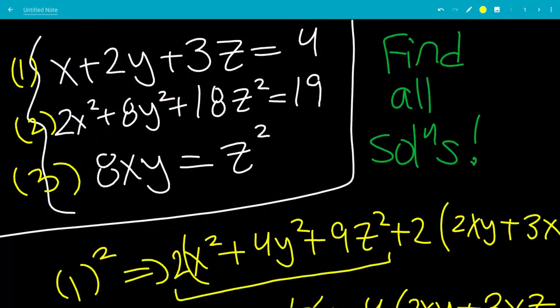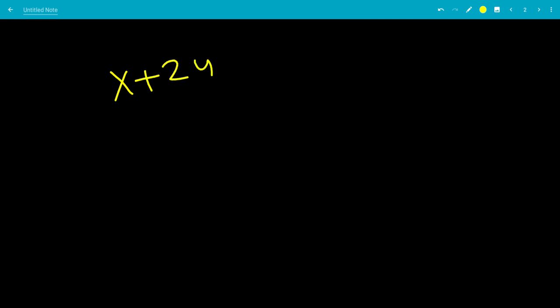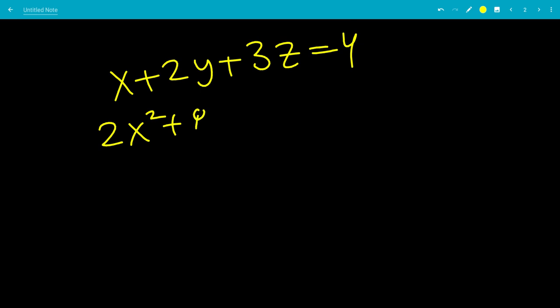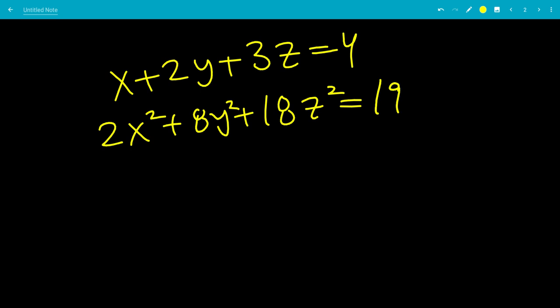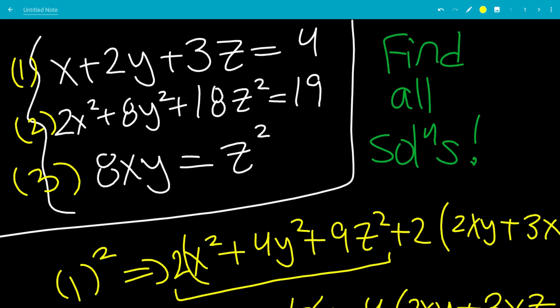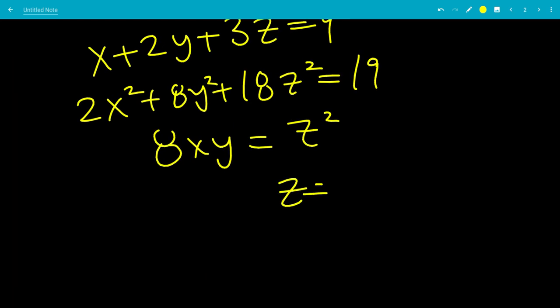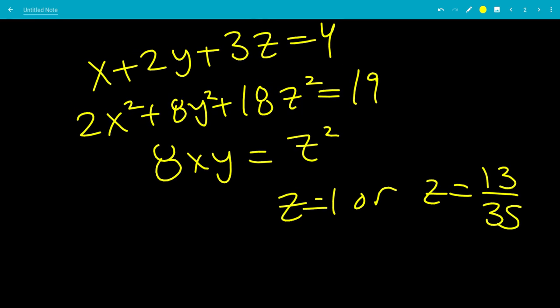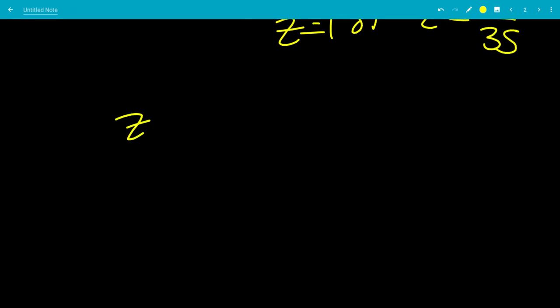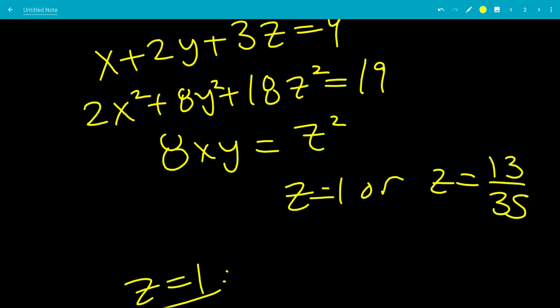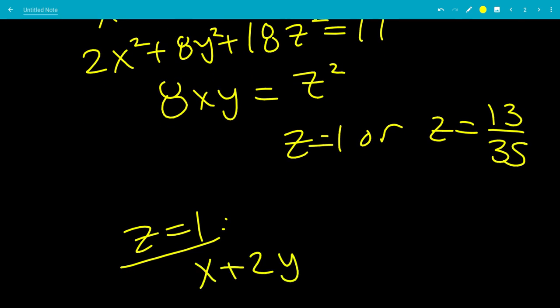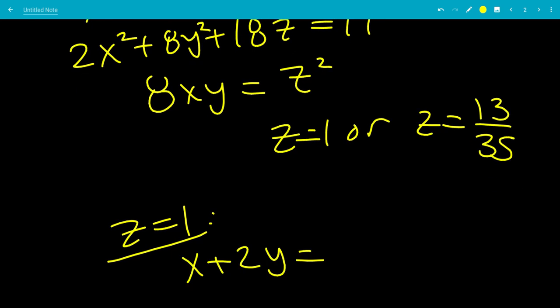Okay, so let's rewrite this. We have x plus 2y plus 3z equals 4, 2x squared plus 8y squared plus 18z squared equals 19, and 8xy equals z squared, right? We have that z equals 1 or z equals 13 over 35. So let's plug in, and let's do z equals 1 first. So x plus 2y equals 4 minus 3, which is 1.